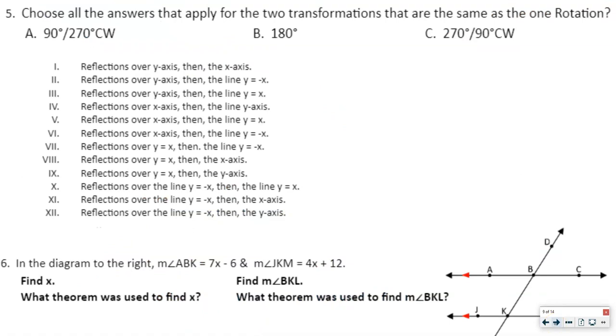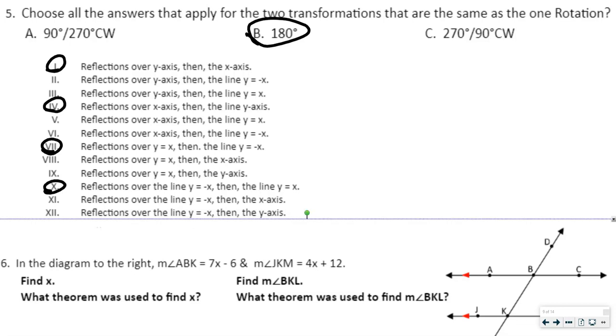Then it says choose all the answers that apply for the two transformations that are the same as one rotation. So on this one, I'm going to work through each of these individually. And I'm going to start with 180, y'all. I remember that when I do y and x and y, this is 180. So that's 180. I'm going to color code these. Okay, then we've got x and y here. Then also remember, if we have y is equal to x and y is equal to negative x, doesn't matter the order, okay? But when I have both of these, those are all 180s, okay?